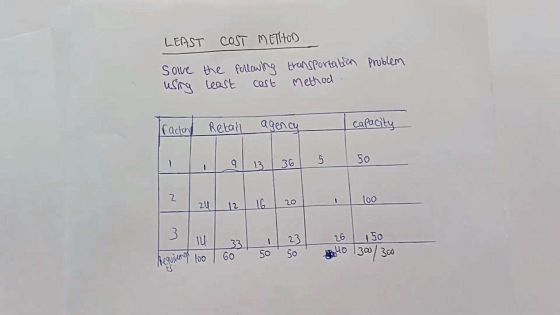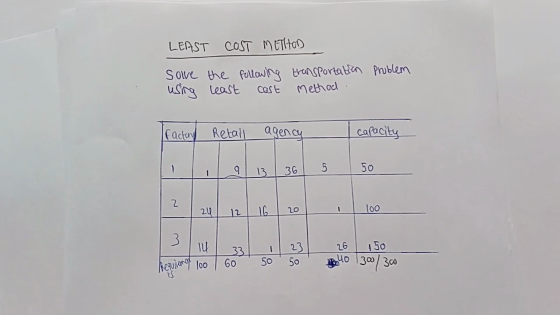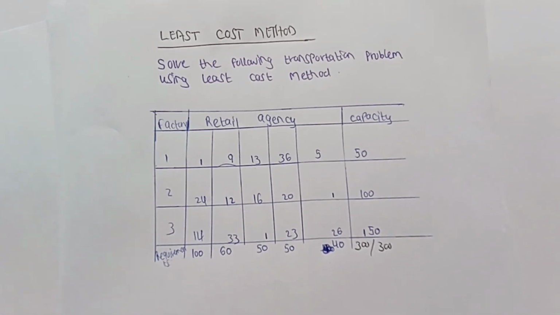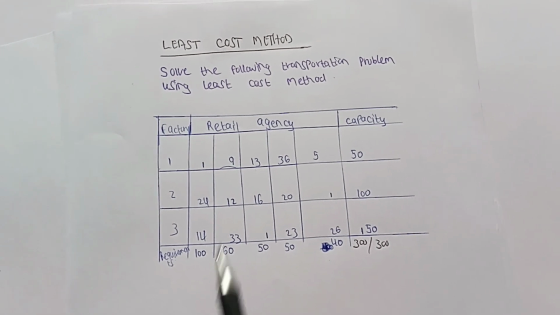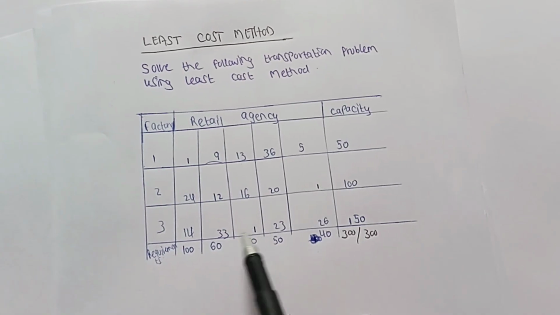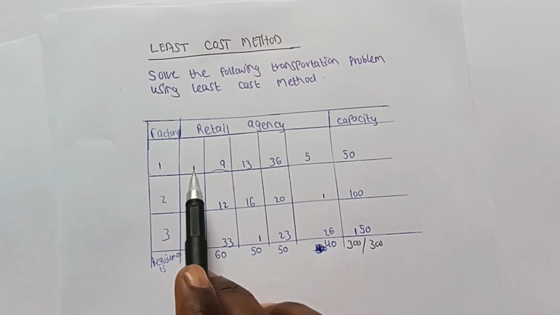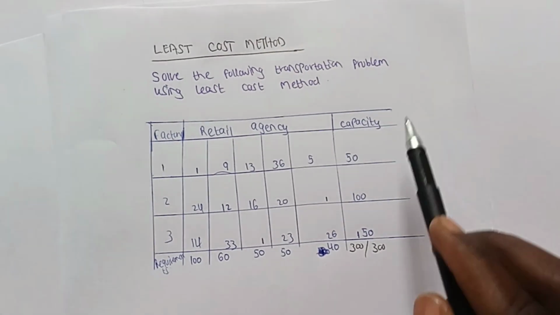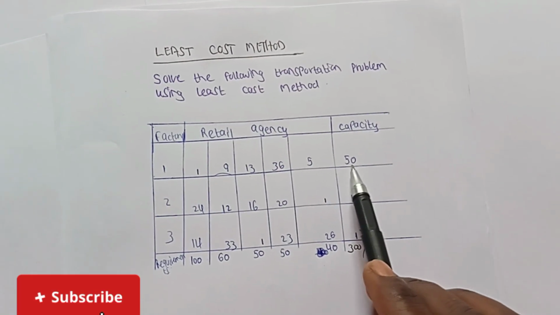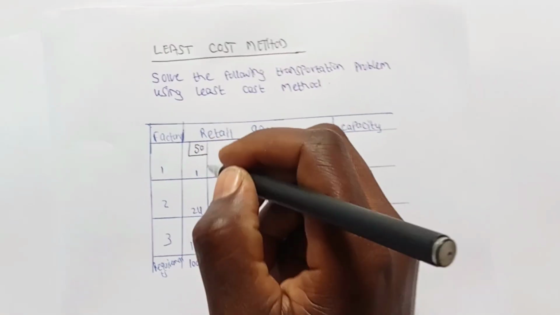In the least cost method we start by allocating to the cells with the least cost values. Looking at our cost values, we can see that 1 is the least in this column, and we have another 1, but they are in different columns. So we'll start by allocating the first one. Our capacity is 50 and the requirement is 100. So we'll allocate as much as possible, that is 50, to this one.